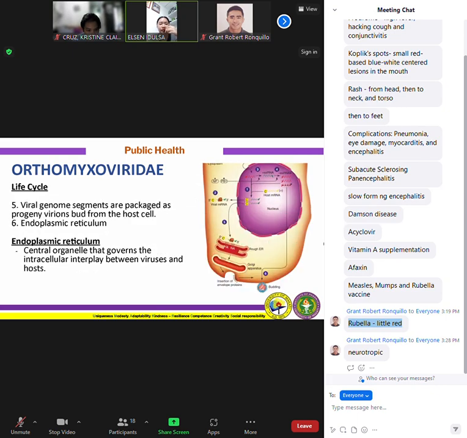So step 5, the viral genome segments are packaged as a progeny virion spot from the host cell. Tapos last destination niya yung endoplasmic reticulum, which is nakalagay din sa slide, organelle that governs the intracellular interplay between viruses and hosts.